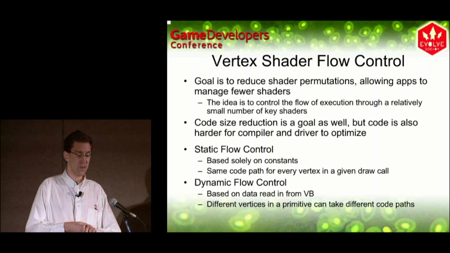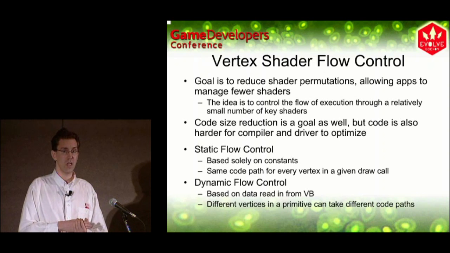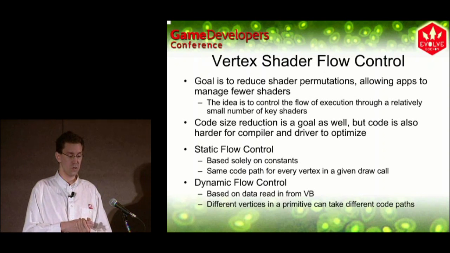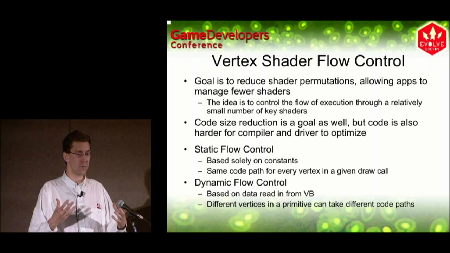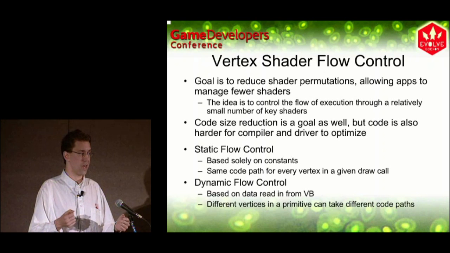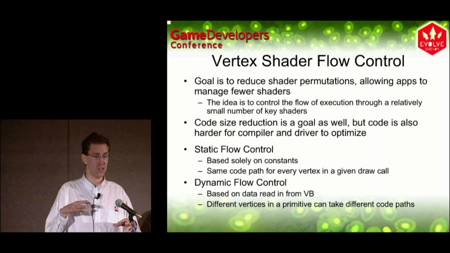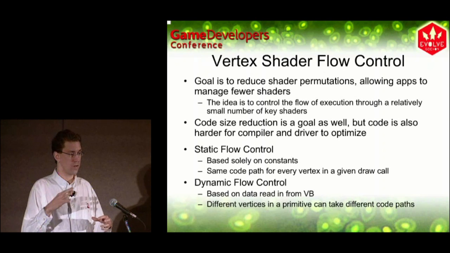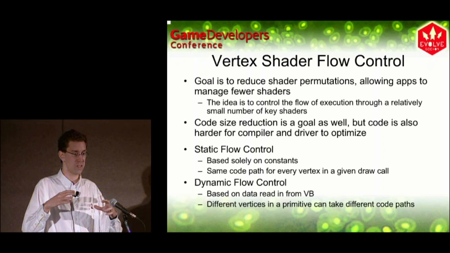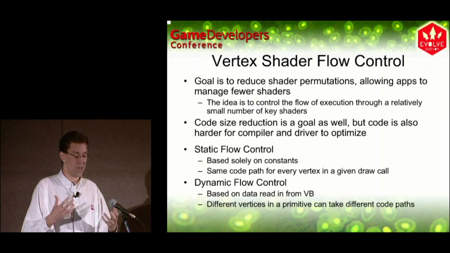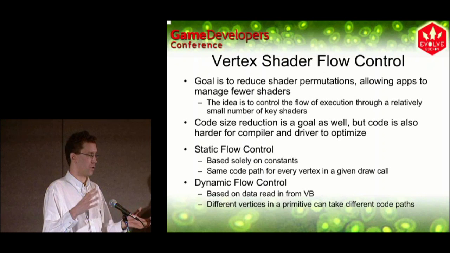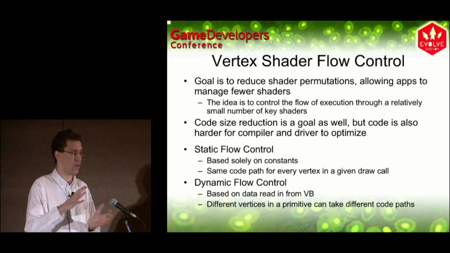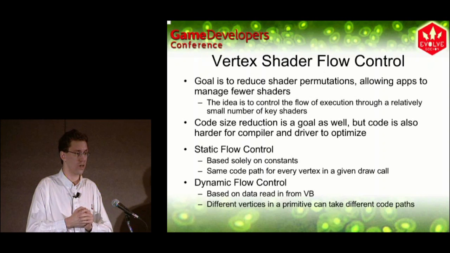And so the goal of vertex shader flow control is to ideally reduce the number of shader permutations that you have to deal with. Ideally, you'll be able to write a smaller number of shaders and then manage the flow of execution through those small number of shaders with a small set of bools and loop registers and things like that. So you don't have to manage as many. Code size reduction is a goal of this. Obviously, if you have flow control, you can have loops and subroutines and things like that, and you'll have smaller code. It turns out this is actually harder.